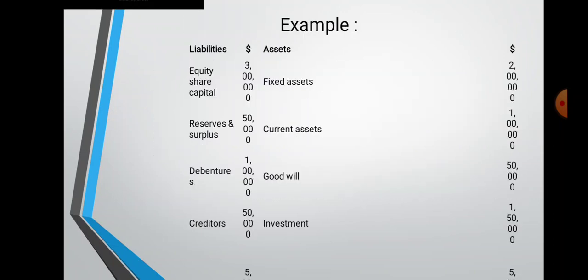So let's take an example. Liabilities: equity share capital is 3 lakh dollars, reserves and surplus is $50,000, debentures is 1 lakh dollars, creditors is $50,000. Assets: fixed assets is 2 lakh dollars, current assets is 1 lakh dollars, goodwill is $50,000 and investment is 1 lakh $50,000.